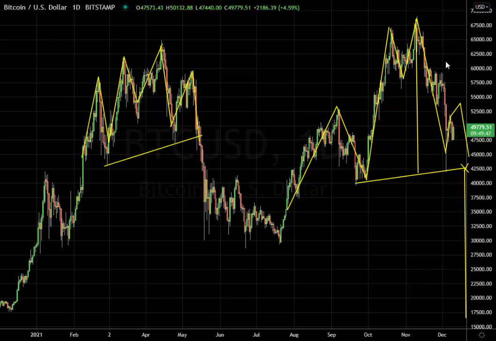Same thing on the other side, that if you come up here and take out this high, then that head and shoulders is 100% negated and it no longer is valid. So as a technical trader, you can look at both sides. So just something I wanted to throw out there, folks.